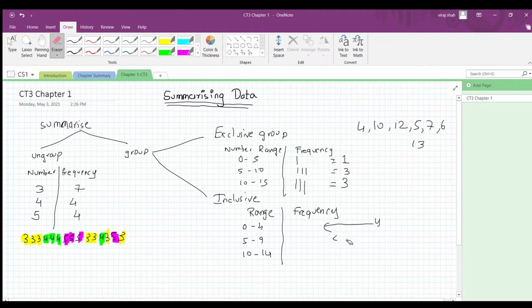So doing it similarly, for number 4, it comes between 0 to 4, so adding a frequency here. 10 comes in the third row, that is between 10 to 14, so adding it here. 12 comes between 10 to 14. 5 comes between 5 to 9. So these numbers 5 and 9 are included, that's why it is known as inclusive.